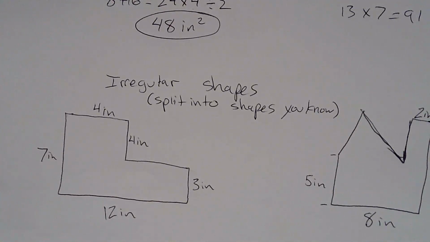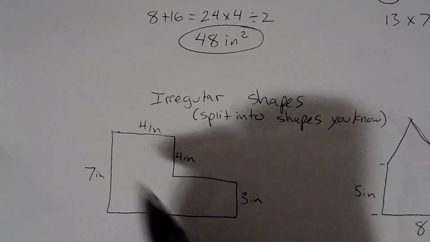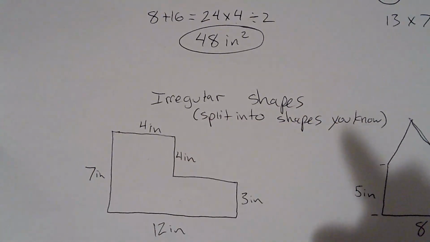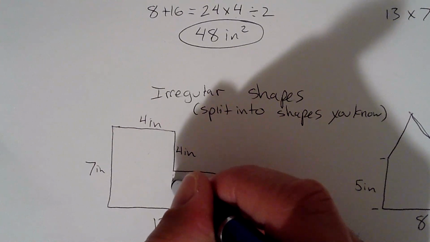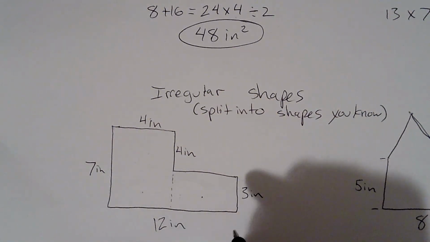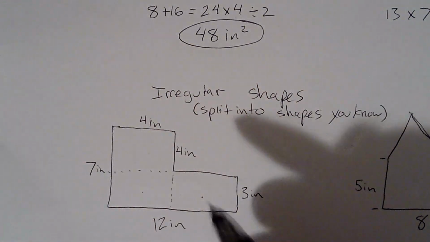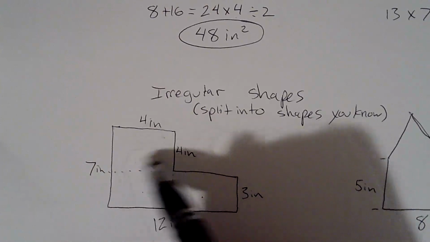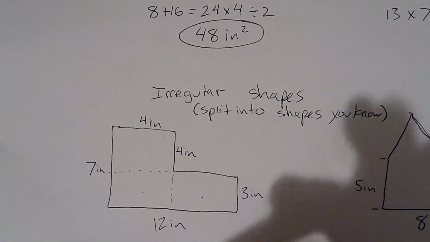Okay? So if I look at this first one here, I have what looks to me kind of like an L shape, so I'm going to split it into shapes that I know. You could either draw a line down here and have a rectangle and a rectangle, find the area of both and add them together, or you could draw a line going this way. So you'd have a rectangle on top, a square, and then a rectangle on the bottom. Okay, what I'm going to do is I'm going to do that second one.